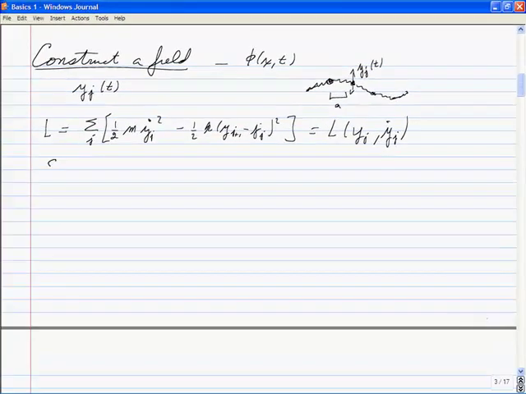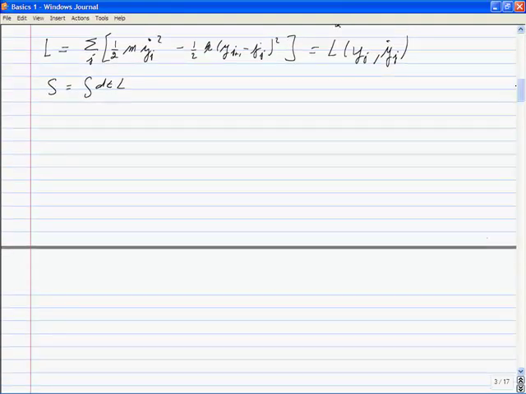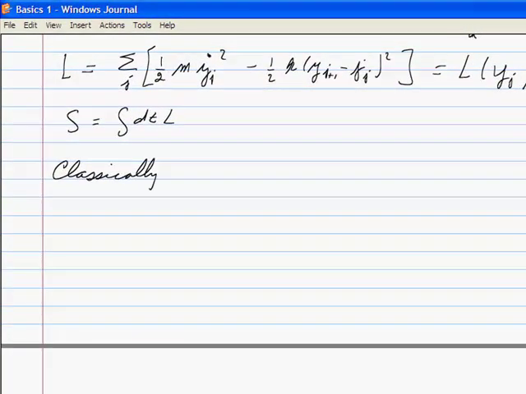And the action is the integral dt of this Lagrange density. Okay, so classically, we define the momentum as the derivative of the Lagrangian with respect to y_j dot, which in this case is just m y_j dot.